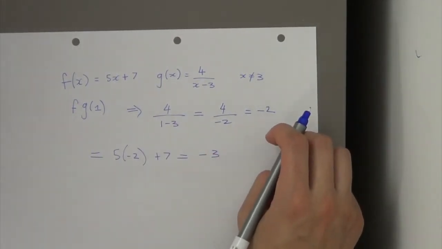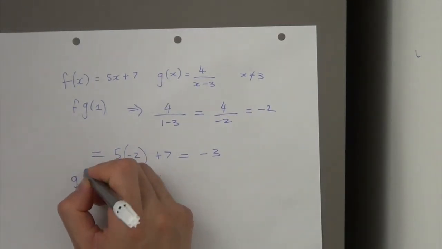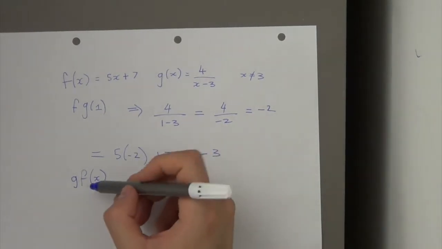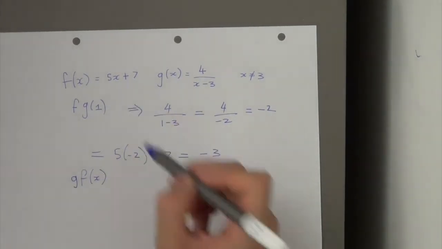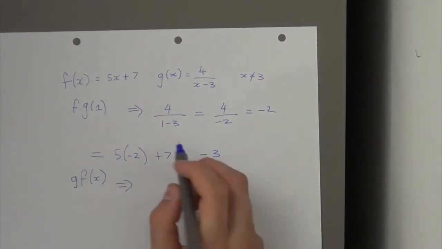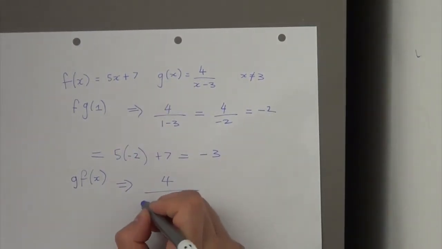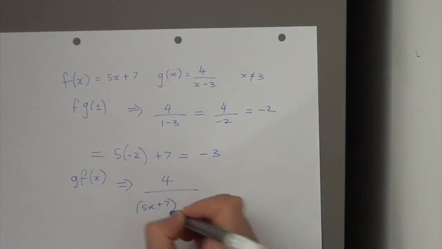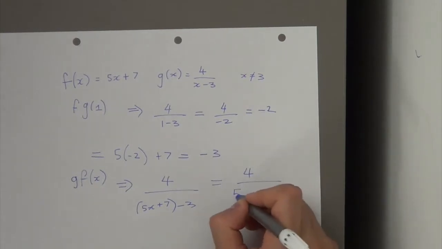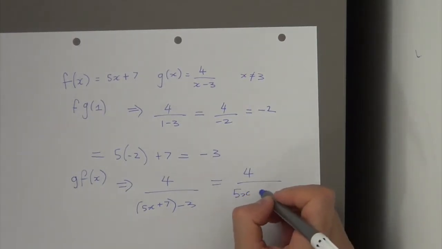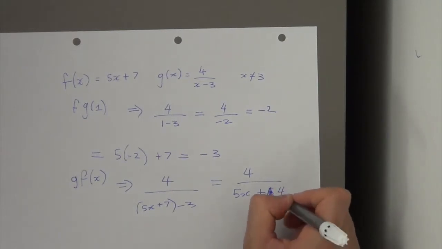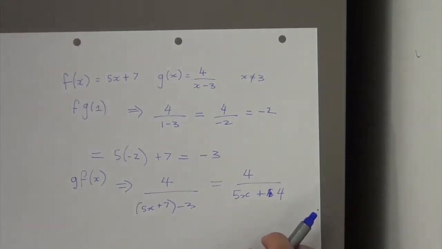Next thing, what about this? gf(x). So we do the opposite. First of all, f(x) is 5x plus 7. I'm going to substitute this into g. So this is equal to 5x plus 7 minus 3. Well, this is a nice straightforward one. 5x, 7 minus 3 is plus 4. Okay, that's your answer.